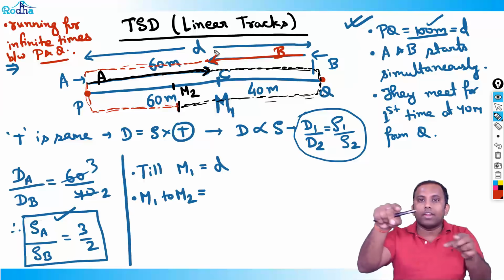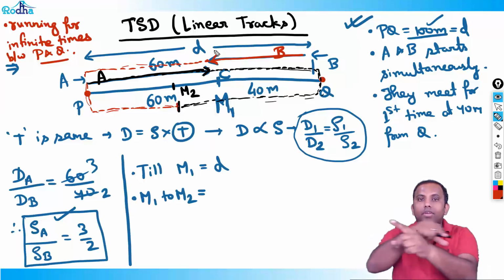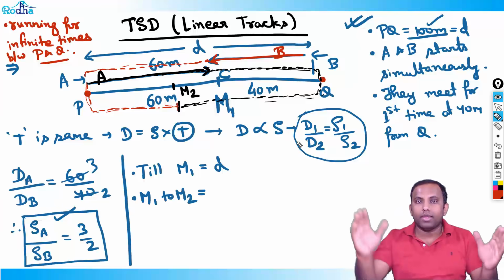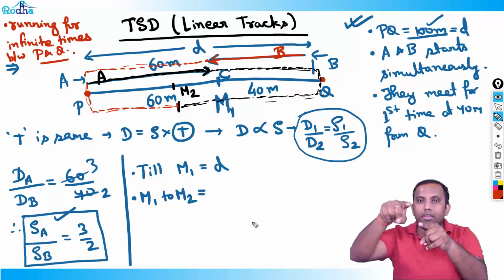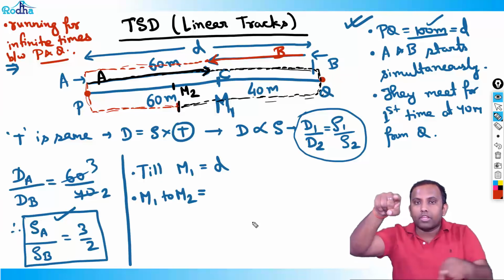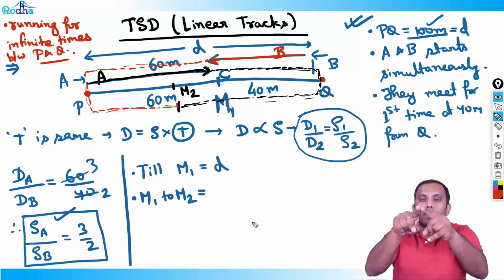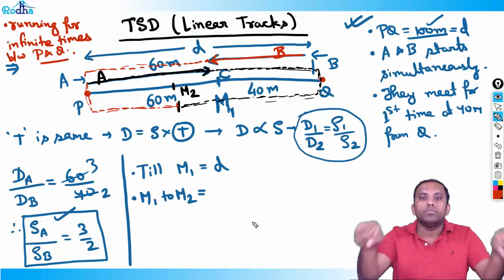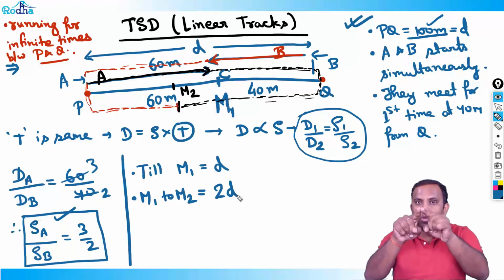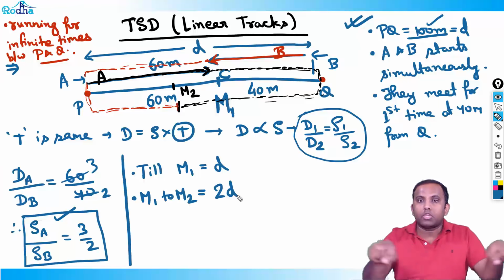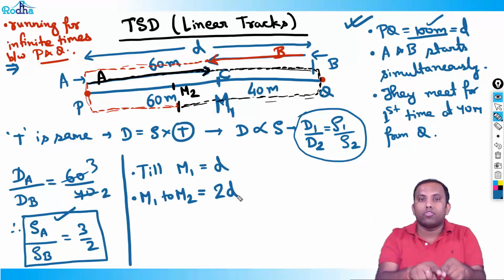You see what the combined distance is? This track is covered 2 times. Here B is starting, and this is M1. B is here, A is here. Now what is happening? A is going in this direction and B is going in this direction. So the combined distance traveled by them is now 2D. Very important point. From M1 to M2, the combined distance traveled by them is 2D. Twice the path they have covered.